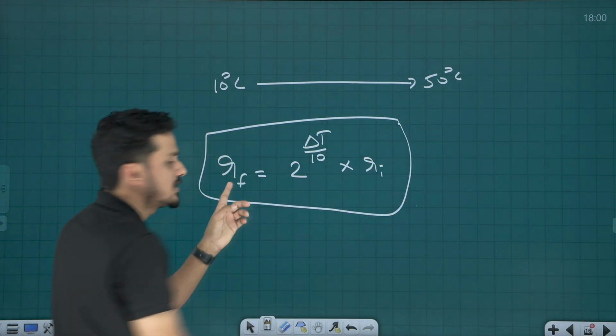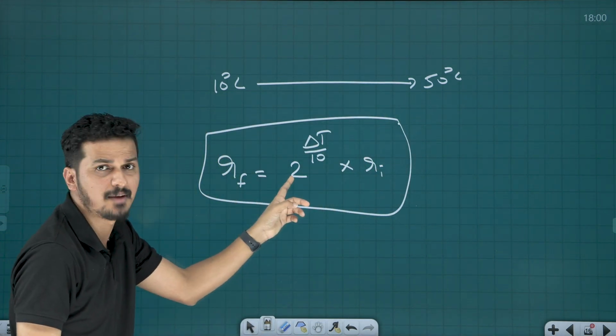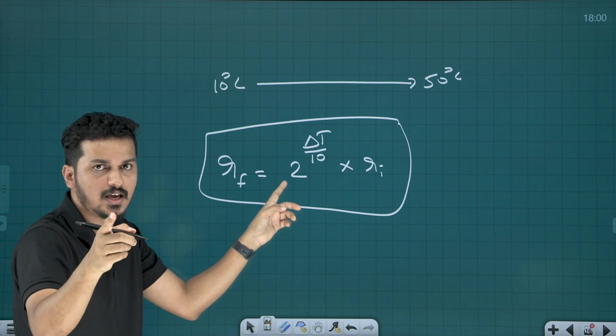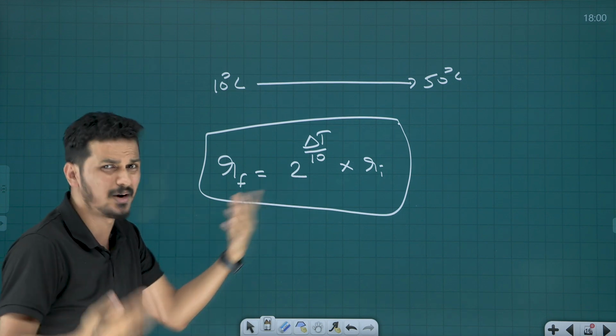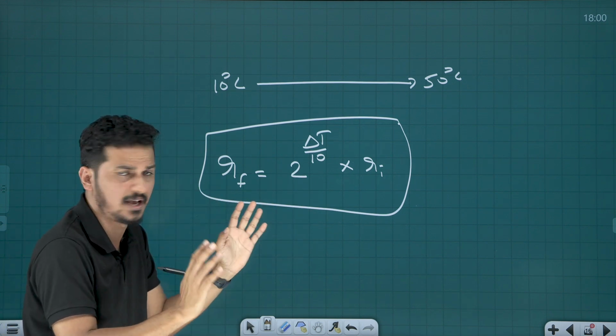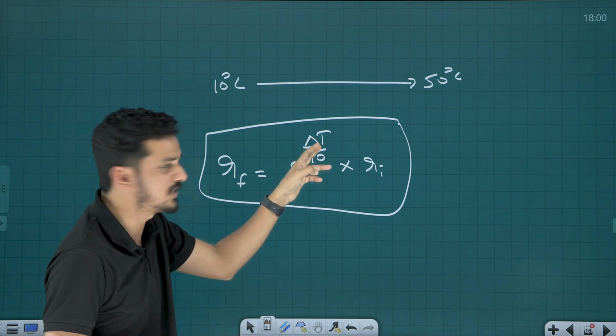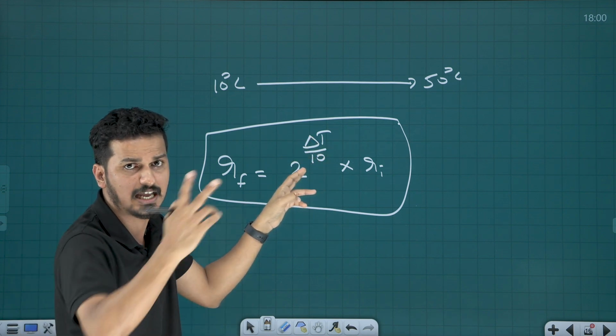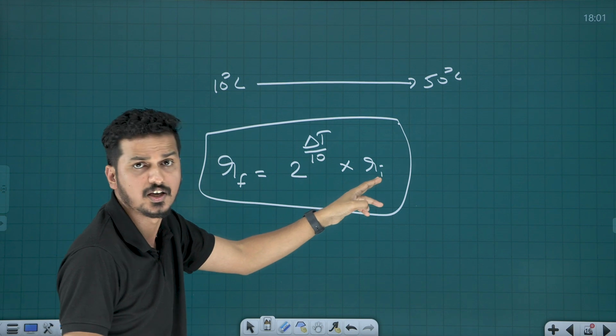Here R final means final rate. Why am I taking 2? Because the temperature coefficient is 2. If the temperature coefficient is 3, then 3 raised to. But always they will give 2. So 2 raised to delta T, where delta T means change in temperature, divided by 10, because we are calculating for a 10 degree change only, into R initial.